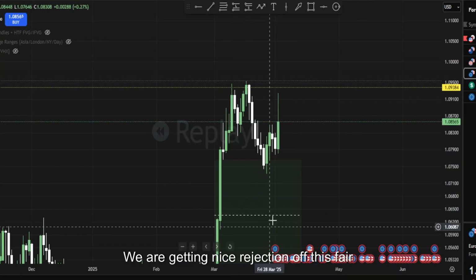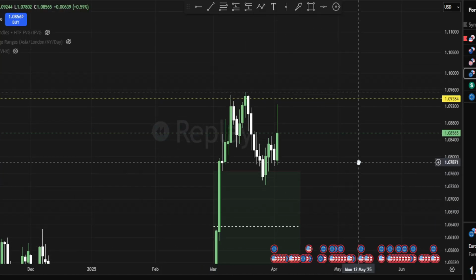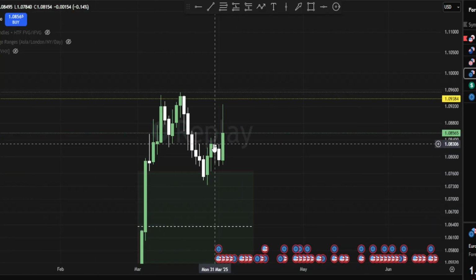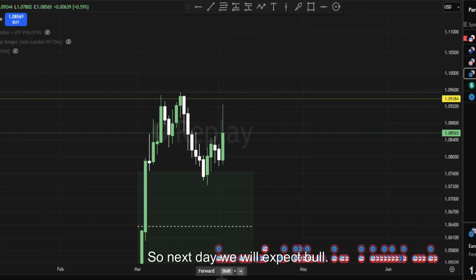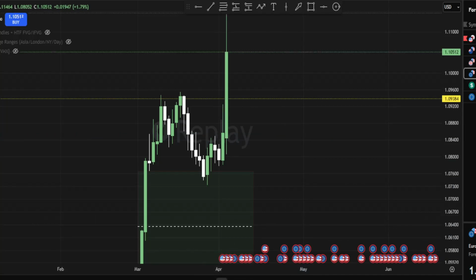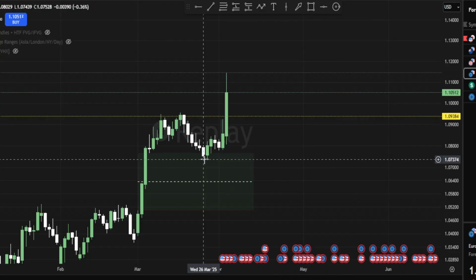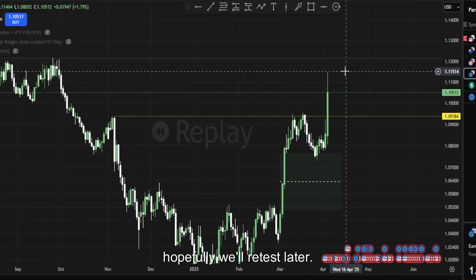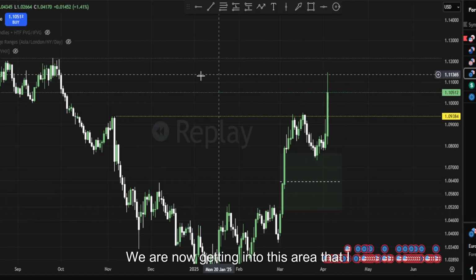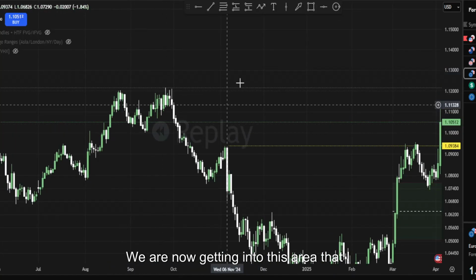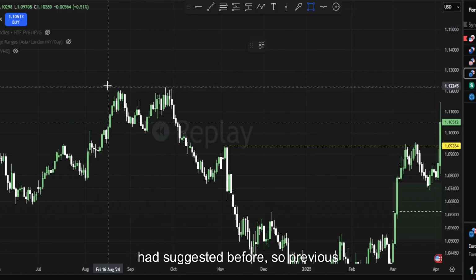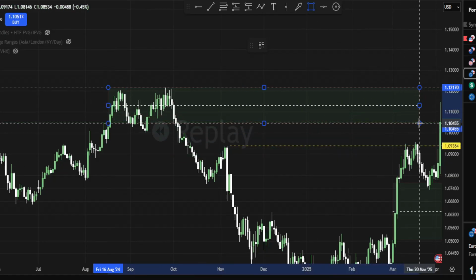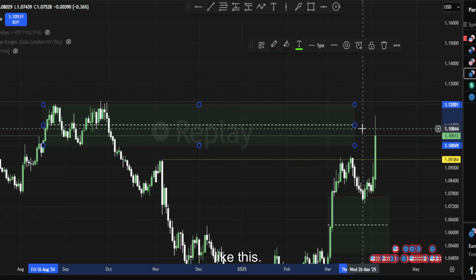We are getting nice rejection off this fair value gap. We closed above the previous day high. So next day, we will expect bull. And we finally blast through, leaving a large fair value gap, which hopefully we'll retest later. We are now getting into this area that I had suggested before. So previous accumulation, which I'm going to actually call something like this.